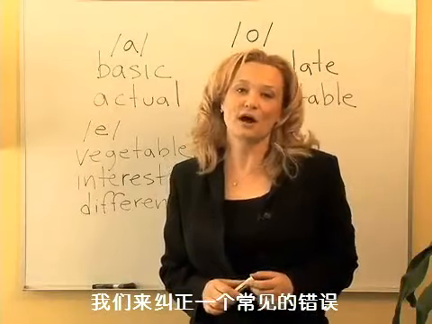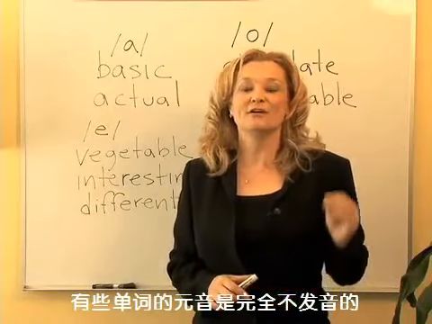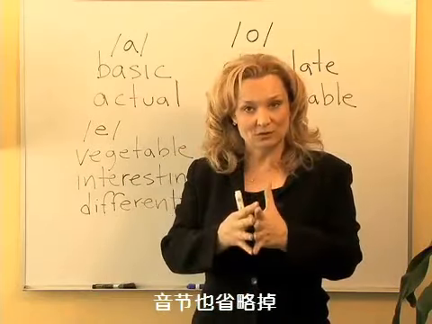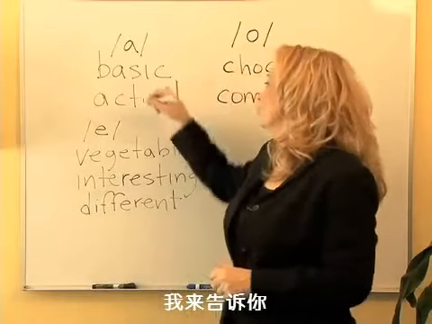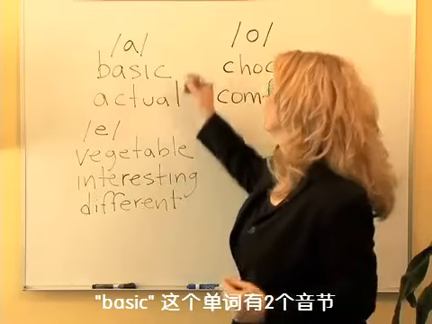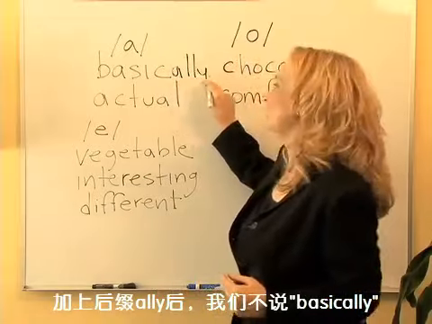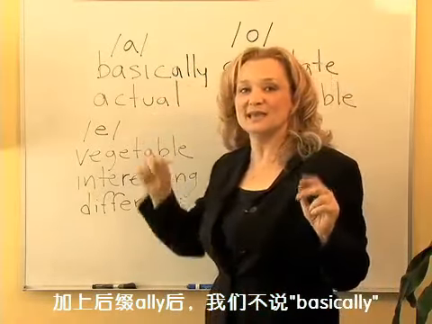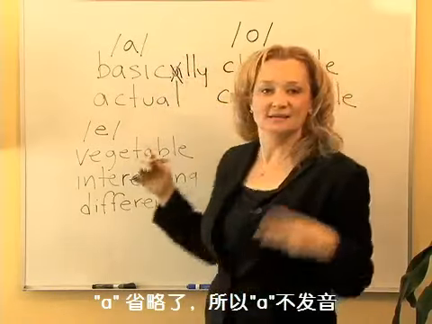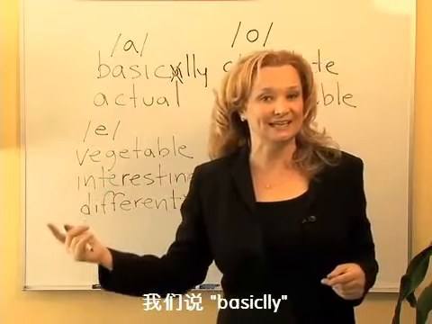Learn to fix another very common mistake that people make. There are certain words that have vowels which are not pronounced at all, and the syllable disappears. Let me show you. When we say the word basic, it has two syllables. If we add A-L-L-Y, we don't say basi-cally. This A disappears. So the A is not pronounced, and we say basically.